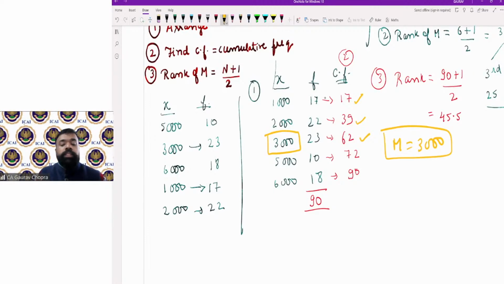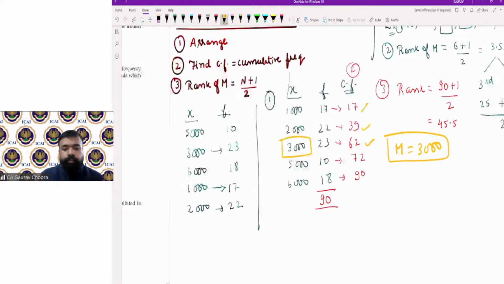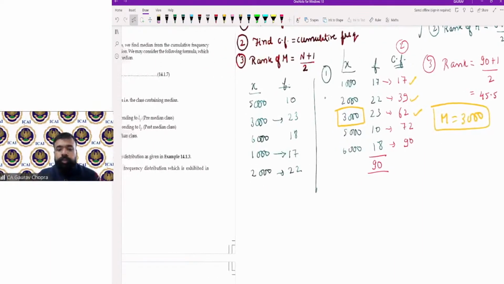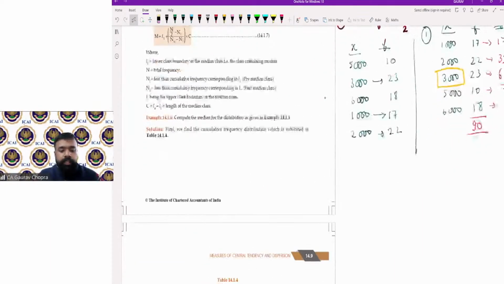So always, the first step is to arrange the series. Second step is to find cumulative frequency, and then the third step is to find out the rank and check in CF. You will get your answer. Okay. All right, guys. So this we have done in discrete series.